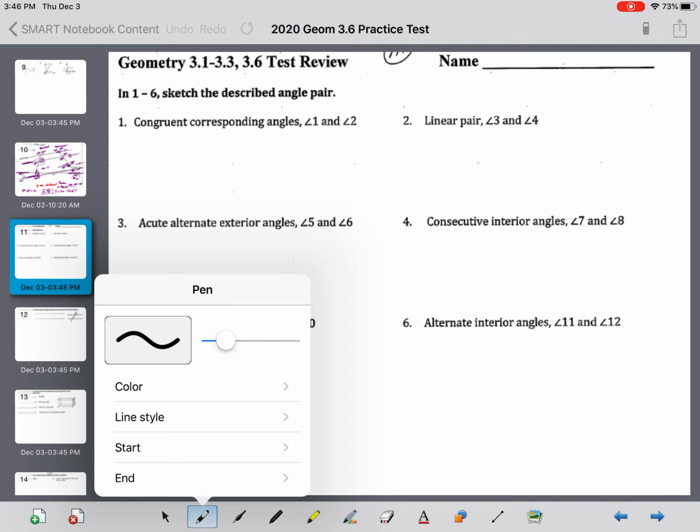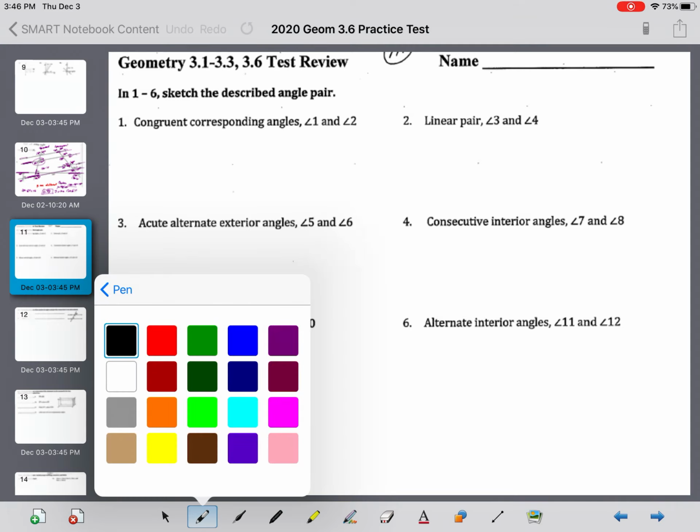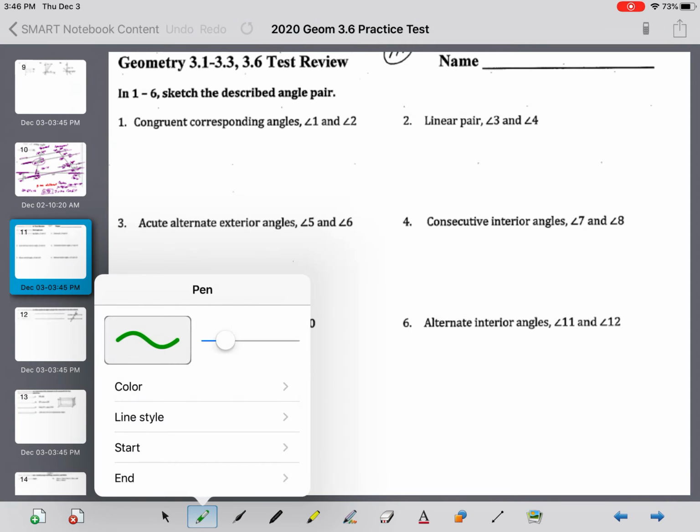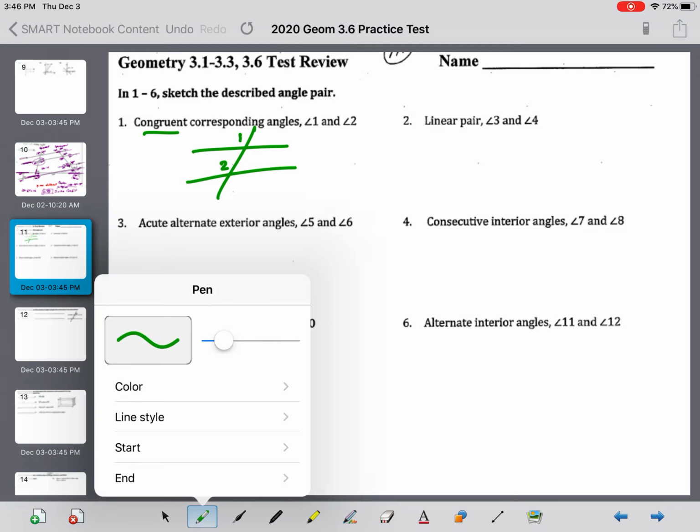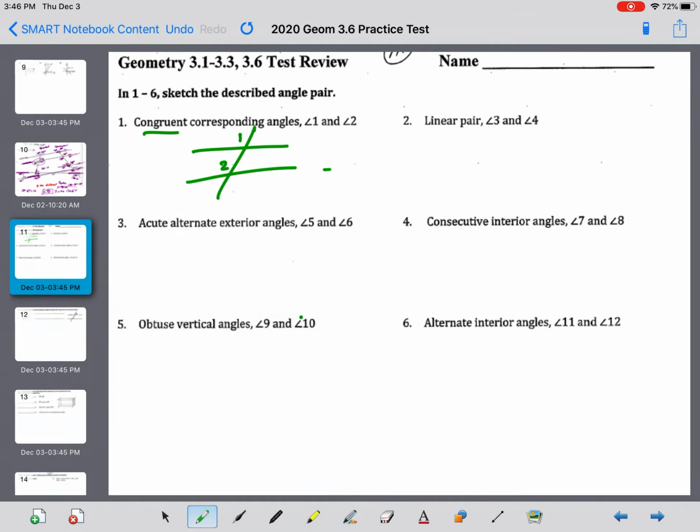All right, doing a little bit of work here on a geometry practice test review, whatever you want to call it here. So sketch congruent corresponding angles, angles 1 and 2. Since we want them to be congruent, we have to put in some parallel lines and a transversal, and I'm going to put 1 and 2 in corresponding positions. They don't have to be that pair of positions, but they have to be in corresponding positions, because you could do other sketches for this one.